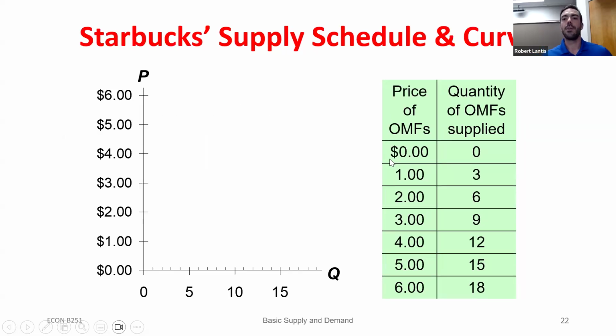So just like we had our demand schedule and our demand curve, we can take all of these different price and quantity supplied combinations and start to graph them.